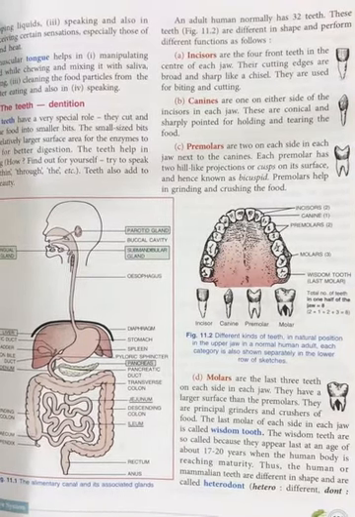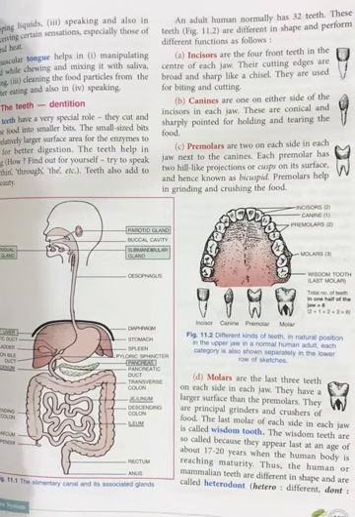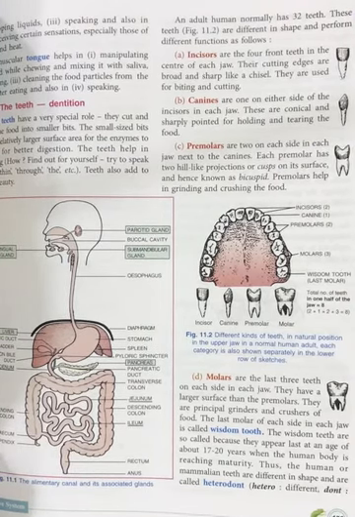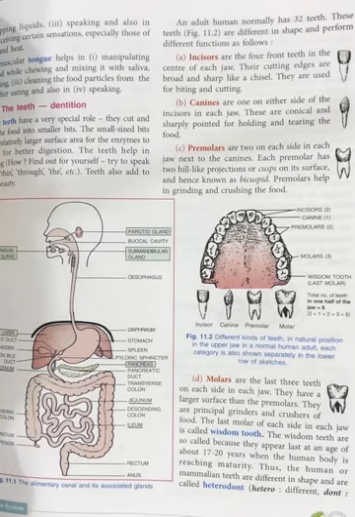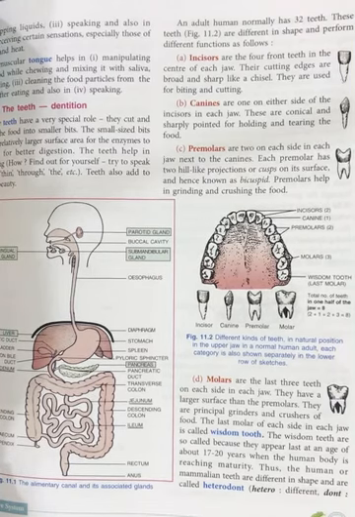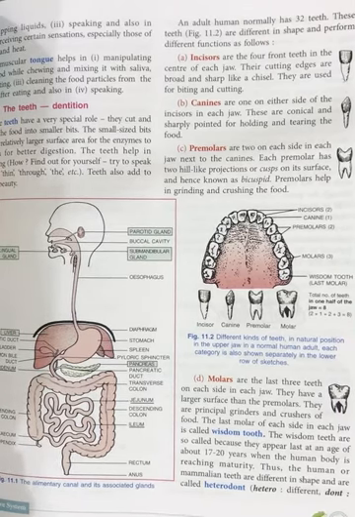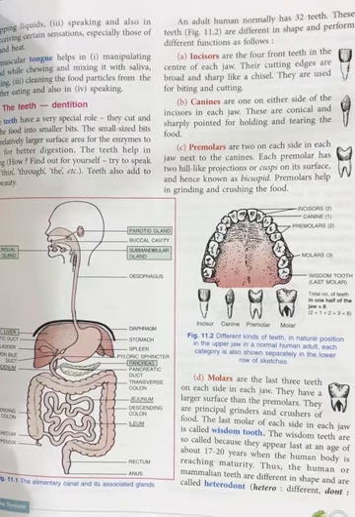Today we are going to do the different types of teeth. Last time we had read about the mouth cavity, function of lips, tongue, and teeth. Today we are going to study about the different types of teeth and their function. A human adult normally has 32 teeth, and these teeth are different in shape and perform different functions. The four types of teeth are incisors, canines, premolars, and molars.